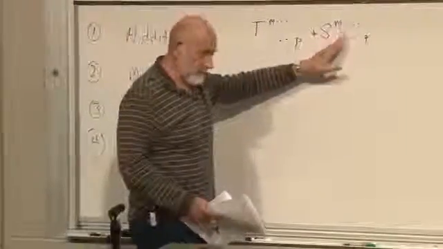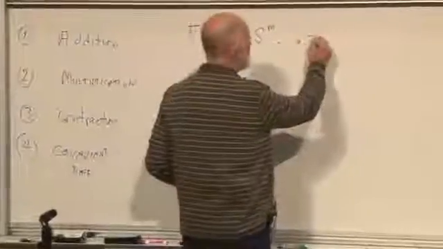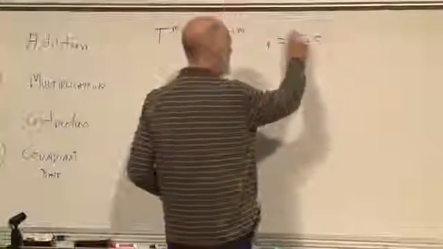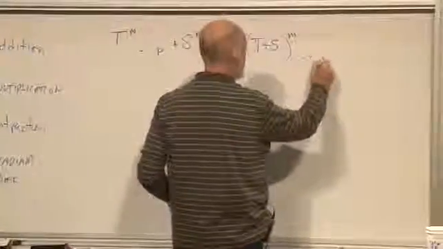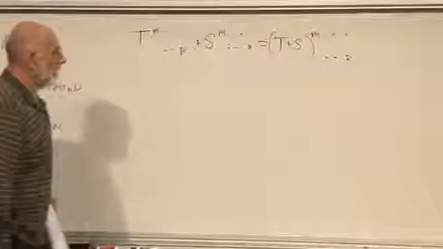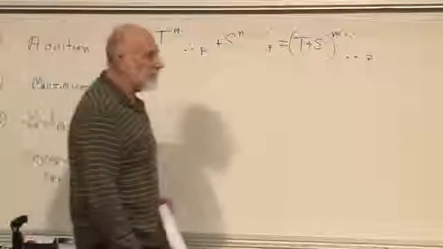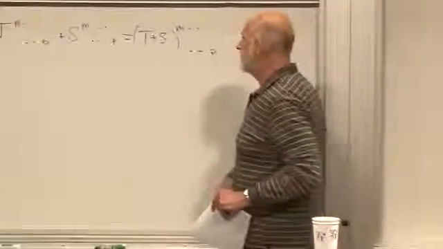If the indices match, then you are permitted to add them and construct a new tensor, which I'll just call T plus S. In other words, the thing which is just the sum of the indices defines a new tensor, which is the sum of the two tensors. It's obvious that this transforms the right way.